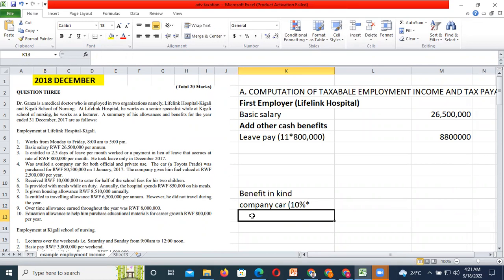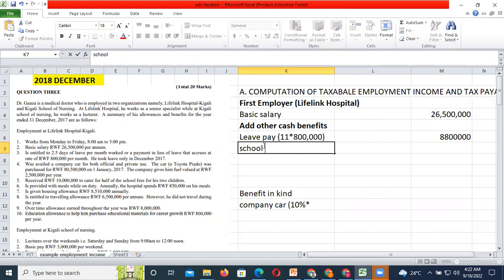Then received 10 million to cater for half school fees of the children. So we have the school fees for the children. The money was received by him, so it means it's an allowance. It's not a benefit in kind. If the company paid it to the school, then you would have considered it as a benefit in kind. But because the company gave him the money, you are going to recognize it as a cash benefit. So we have school fees for children, it is 10 million.